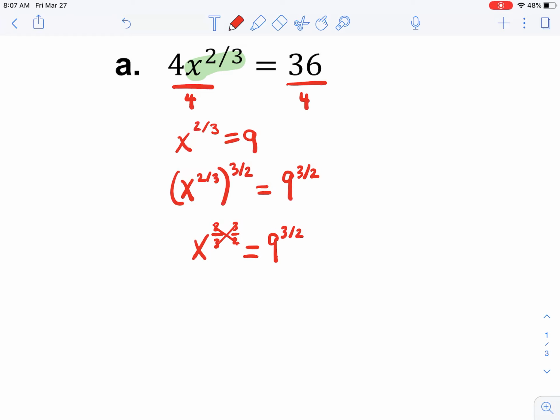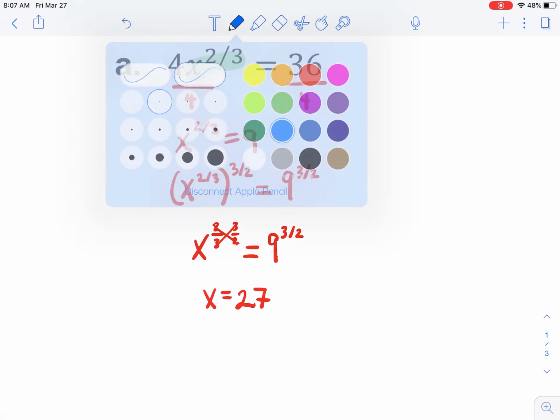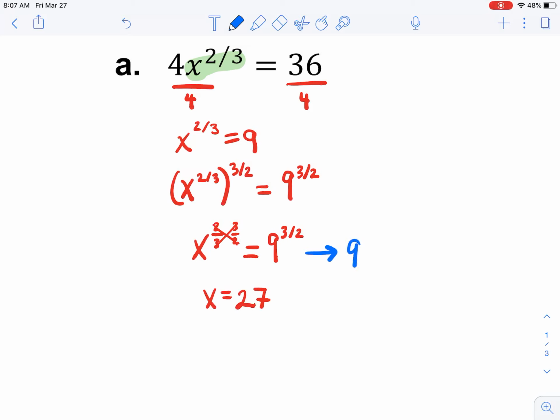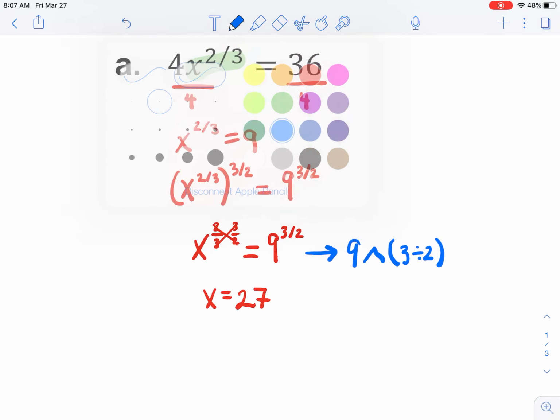And then if you raise 9 to the 3/2, so 9 to the 3 is the same as 9 to the 3rd power, which would be 729. And then the square root of 729. Excuse me, let me look at my calculator here. Square root of 729 would be 27. Remember, you can type this into your calculator. You would type this as 9, and then that caret button, and then you might have to use parentheses, 3 divided by 2. That's how you would type that into your calculator. So we get x equals 27.